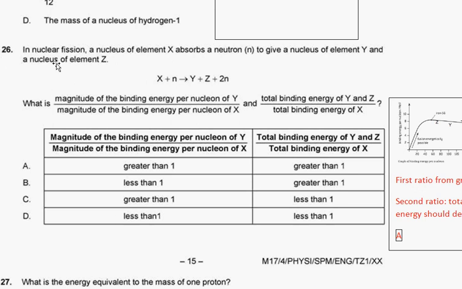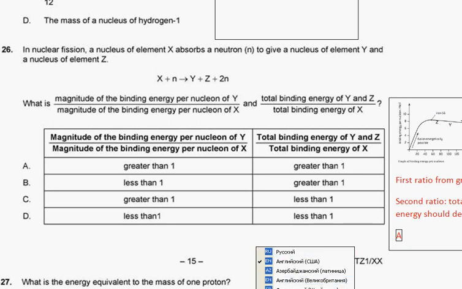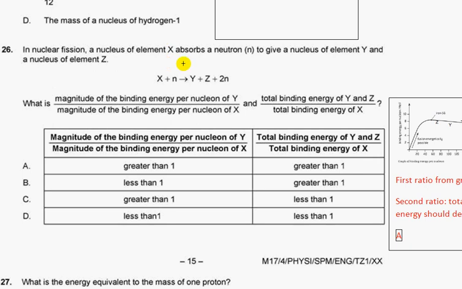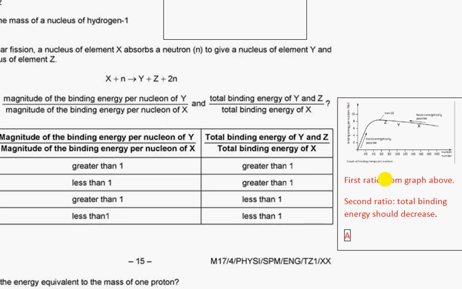Question 26. In nuclear fission, nucleus of element X absorbs neutron to give a nucleus of element Y and a nucleus of element Z. So we have fission. X absorbs N and splits into Y and Z, and we have 2 neutrons. What is the ratio of magnitude of binding energy Y by binding energy X, total binding energy YZ, and total binding? So let's look to this diagram.